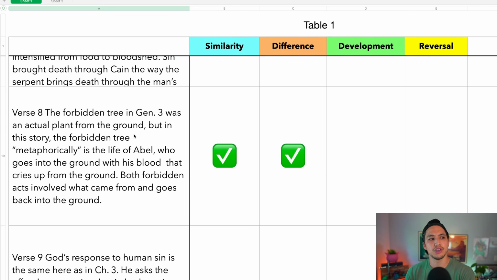The forbidden tree in Genesis 3 was an actual plant, but in chapter 4, the forbidden tree ends up being the life of Abel, which, for me, as I think on this and think about that connection point and that development, the difference almost, wow, what was forbidden can be what is of nature.